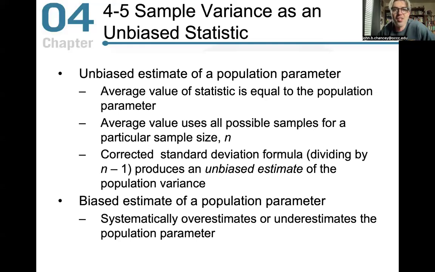All right. Let's see. Sample variance as an unbiased statistic. We're talking about an unbiased estimate of a population parameter. The average value of our statistic is equal to the population parameter. Our average value uses all possible samples of a particular sample size, in this case N. Our corrected formula, when we divide by N minus 1, produces an unbiased estimate of the population variance. That's why we're taking into account those degrees of freedom. A biased estimate of a population parameter would systematically overestimate or possibly underestimate. So again, that's part of the reason why we use N minus 1 instead of just the normal N.